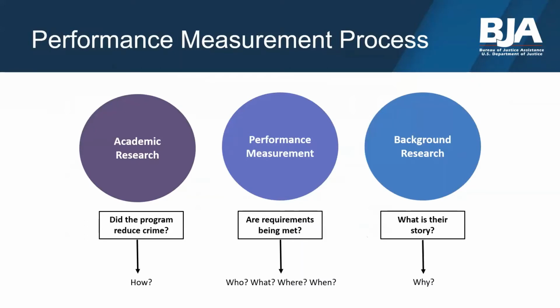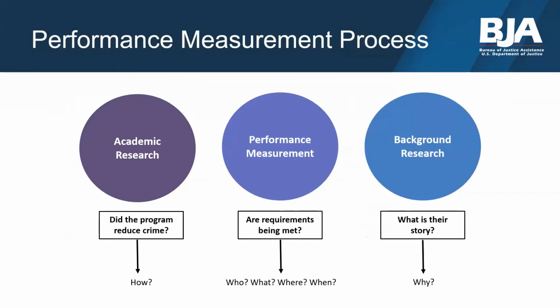For example, academic research can help us answer questions such as, did this program reduce crime? This provides us with the how. We know that crime decreased, but we can use academic research to show how the program was involved in this crime drop.